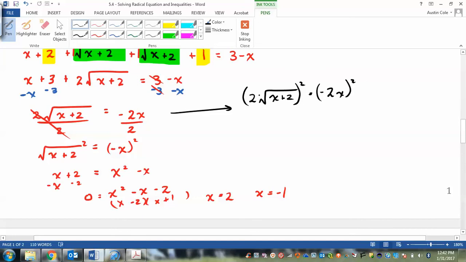do I have to FOIL this? The answer is no, because I'm not adding or subtracting there. It's multiply. So when it's multiply, that means I can square both of those things. So 2 squared is 4. The square root of anything squared is just going to be left with x plus 2. And now same idea here, there's multiplication there, so I just need to square both things. So I'm going to get 4x.